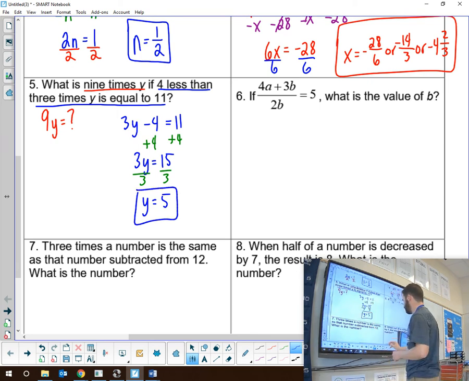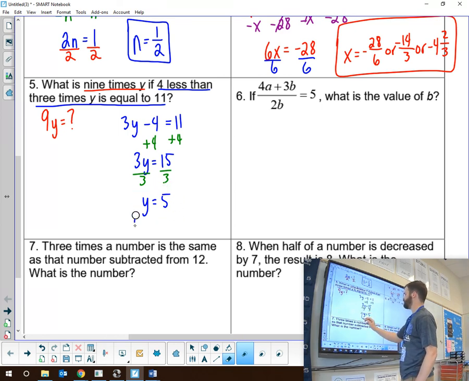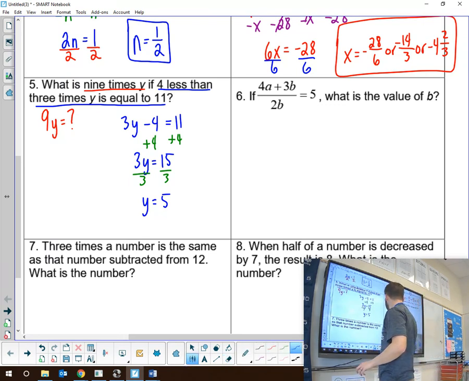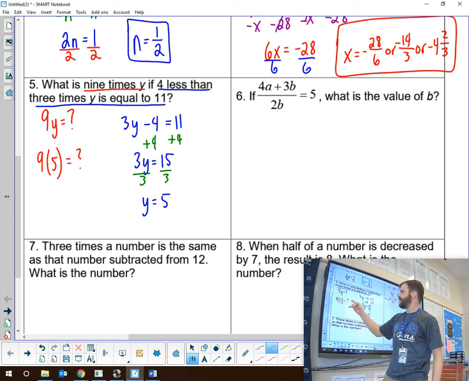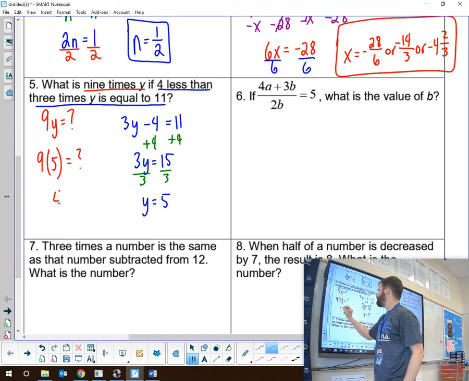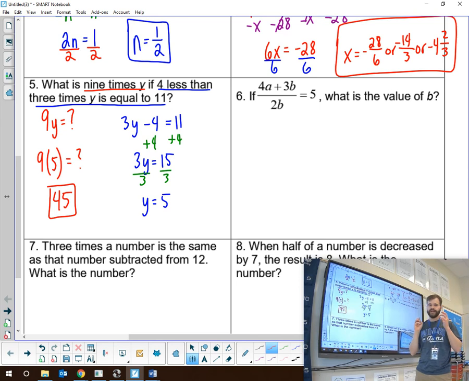But wait, hold your horses. Y equals 5 is just our temporary answer. That gives us what y equals, but this problem is asking what is 9 times y? Well, we now know what y equals. Y equals 5. So I can plug in that 5 for y. I can go 9 times 5 equals what we're looking for. Well, 9 times 5 is 45. So what's our actual answer? Our actual answer is 45.